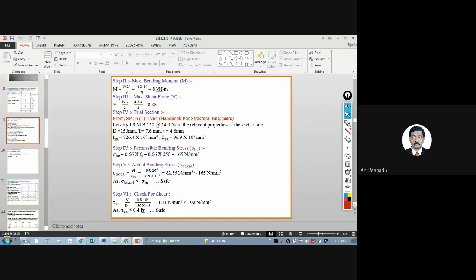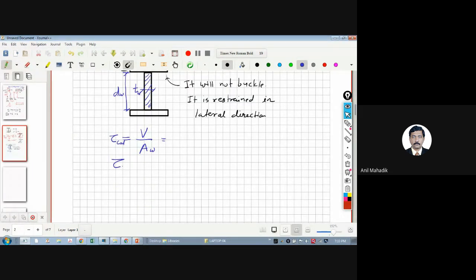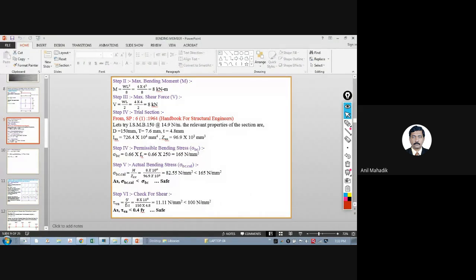So tau V permissible is, so this is your tau calculated from the analysis, and there is a tau permissible value, which is 0.4 Fy as per the code. 0.4 into 250, 100 Newton per mm square. Clear, all of you? Permissible stress in shear. To calculate the shear stress, actual shear stress is this tau VA, and permissible is 100, less than 100. So this is safe for shear also.